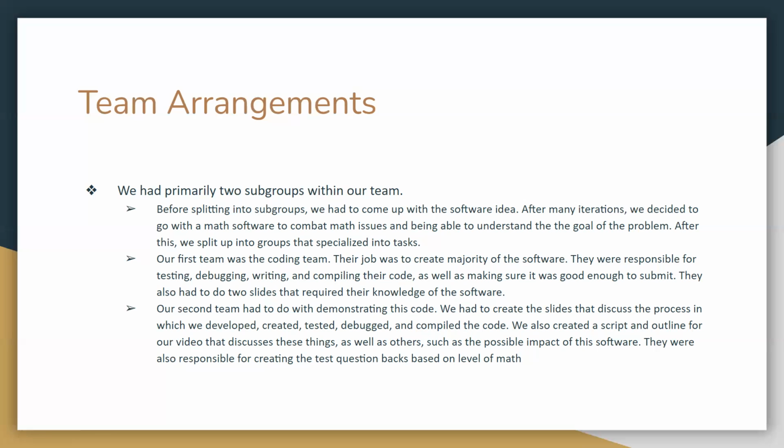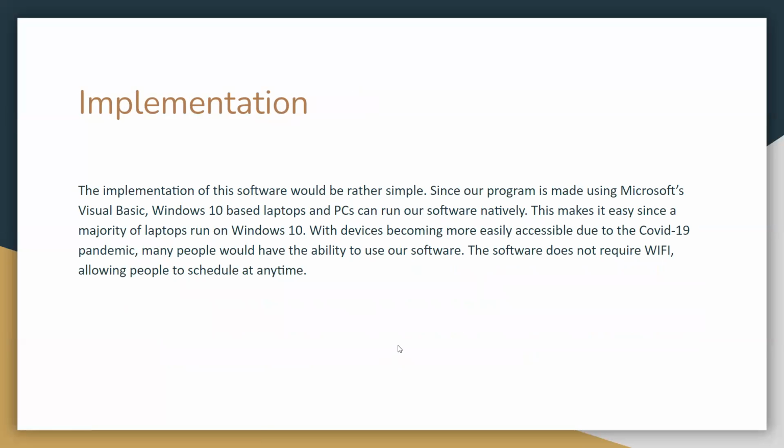Our second team had to do with demonstrating this code. We had to create the slides that discuss the processes in which we developed, created, tested, debugged, and of course, compiled the code. We also created a scripted outline for a video that discusses these things as well as others, including the possible impact of the software.